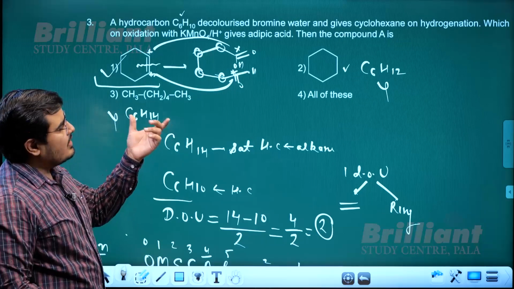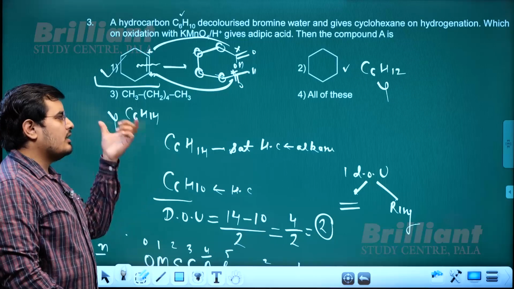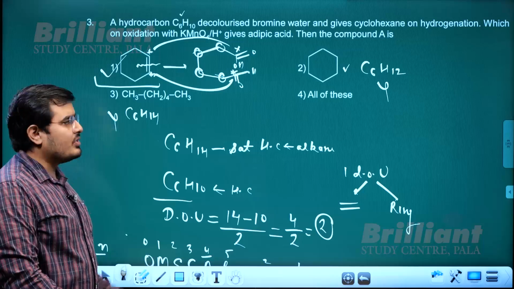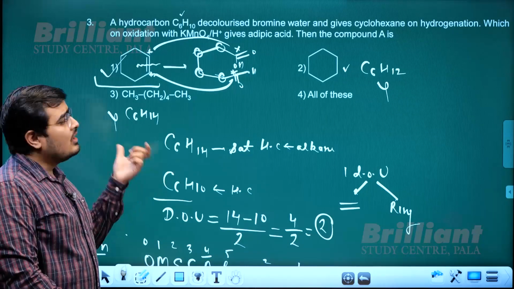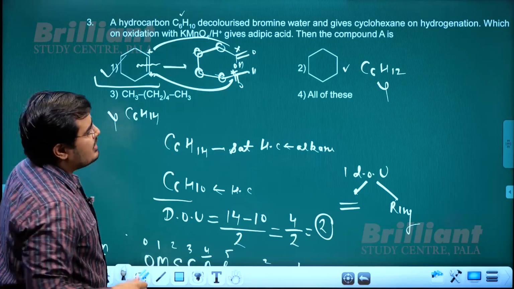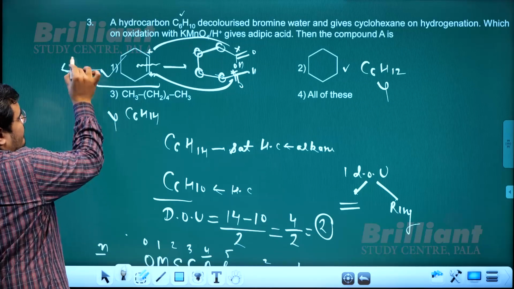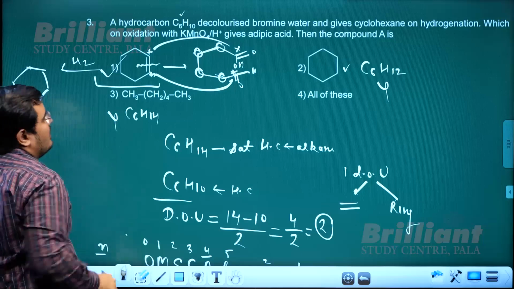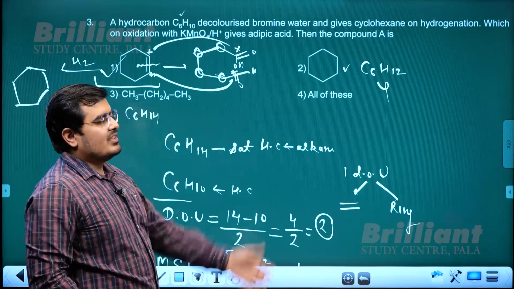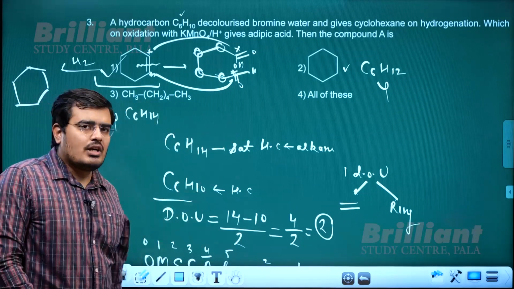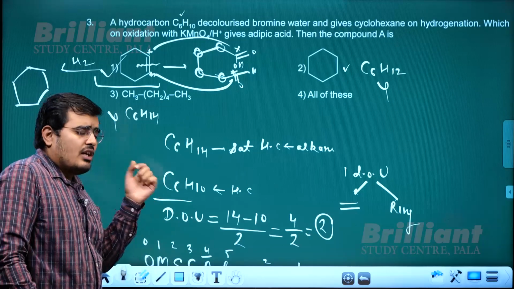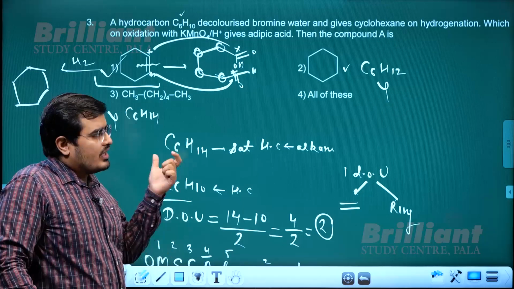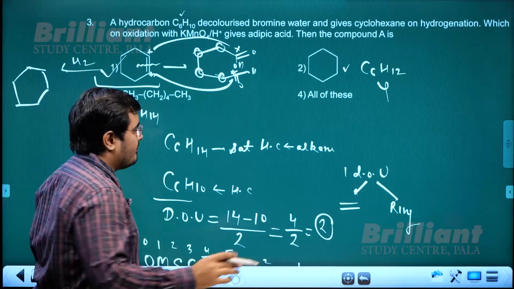Plus they are saying that it decolorizes bromine water. That means you need to have a degree of unsaturation, that is, a double bond should be there, and it gives hydrogenation, and if I put H2 across it, then I will get cyclohexane. Whereas this particular compound is already cyclohexane, so that cannot be our organic compound. So there are a number of hints given in this question, you can just choose any one of them.